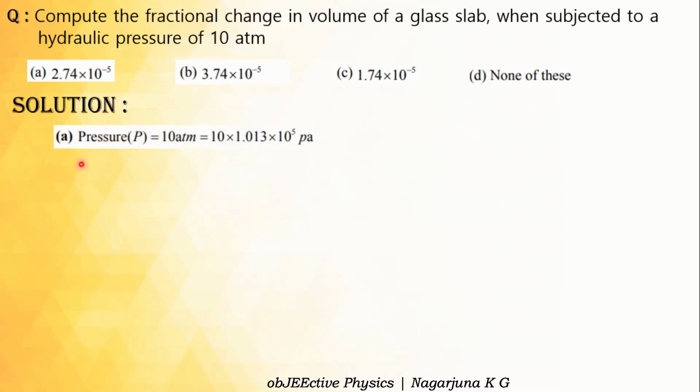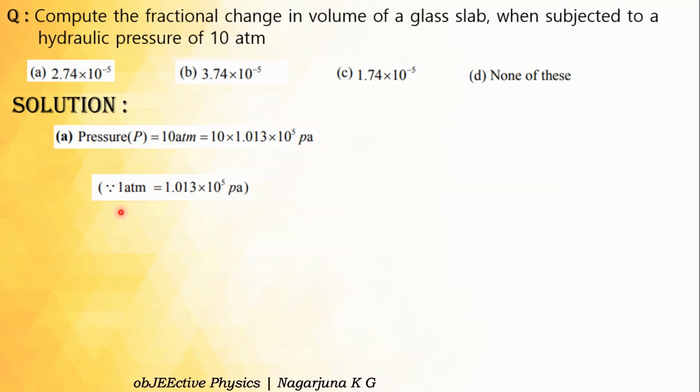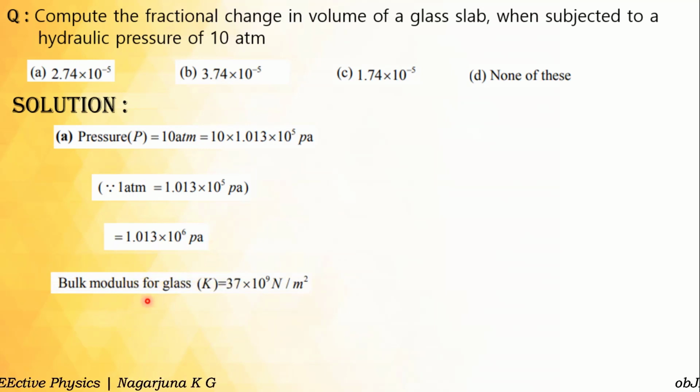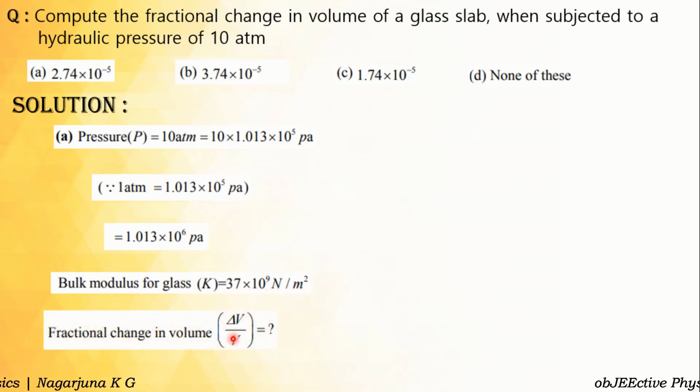Solution. Pressure P is equal to 10 atmosphere is given in the question, that is equal to 10 into 1.013 into 10 power 5 Pascal, because 1 atmospheric pressure is equal to 1.013 into 10 power 5 Pascal, that is equal to 1.01 into 10 power 6 Pascal is the pressure. Bulk modulus of glass K is equal to, it is a standard value, 37 into 10 power 9 Newton per meter square.